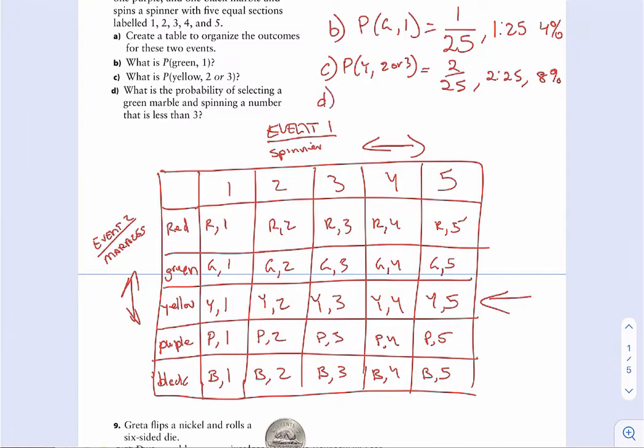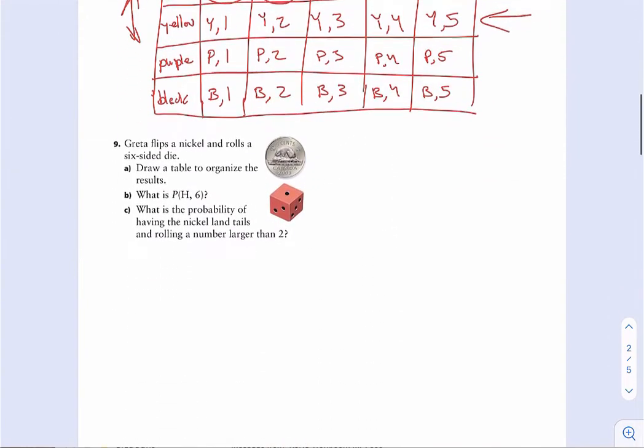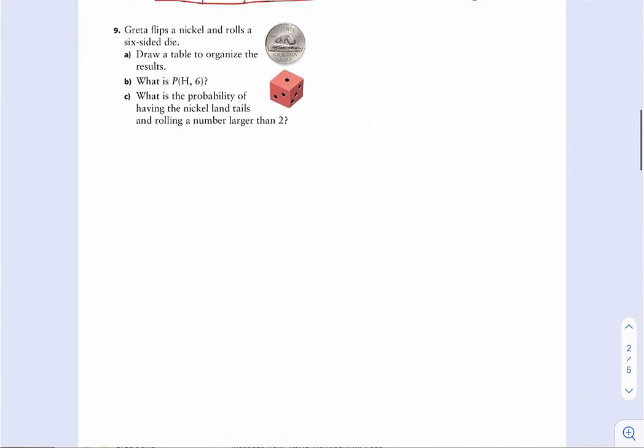D, what's the probability of selecting a green marble and spinning a number less than 3? So green and less than 3, or we could put 1 or 2, since those are the only options available. So there's 2 of those, because that would be green, 1, and 2. 2 out of 25, 8%. Okay, so that's how we do question 8. Hope you're sticking with me here. Keep following along so you understand these.